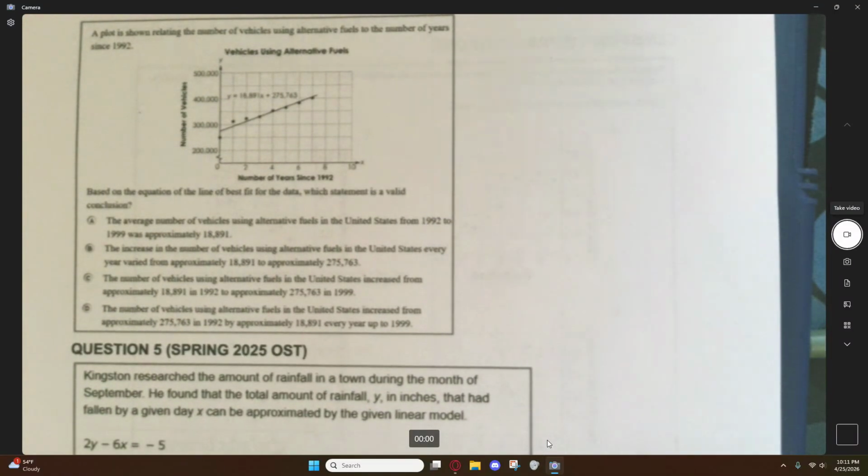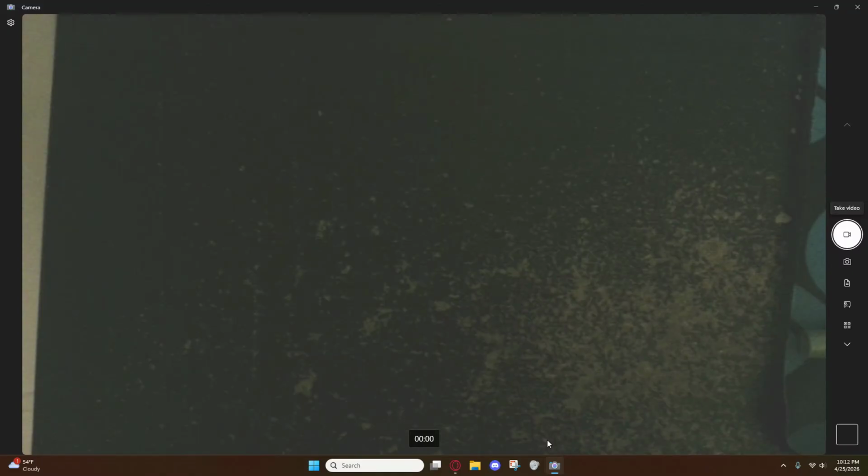Question 4. A plot is shown relating the number of vehicles using alternative fuels to the number of years since 1992. Based on the equation of the line of best fit for the data, which statement is a valid conclusion? I'm going to rewrite this line of best fit real fast so that it's more visible. Is that a comma or a point? That's a comma. Because even I'm having trouble seeing it. Okay, we've rewritten it. It's better.